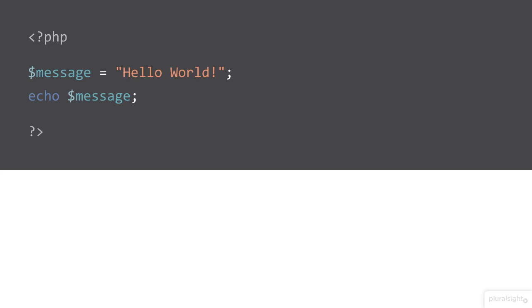After declaring our variable, we now want to print it out. And we print out our message variable using the echo keyword. Now, if you wanted to, you could substitute echo with print. Throughout the course, I'll be touching on the differences between echo and print. But for now, we're just going to stick with echo.